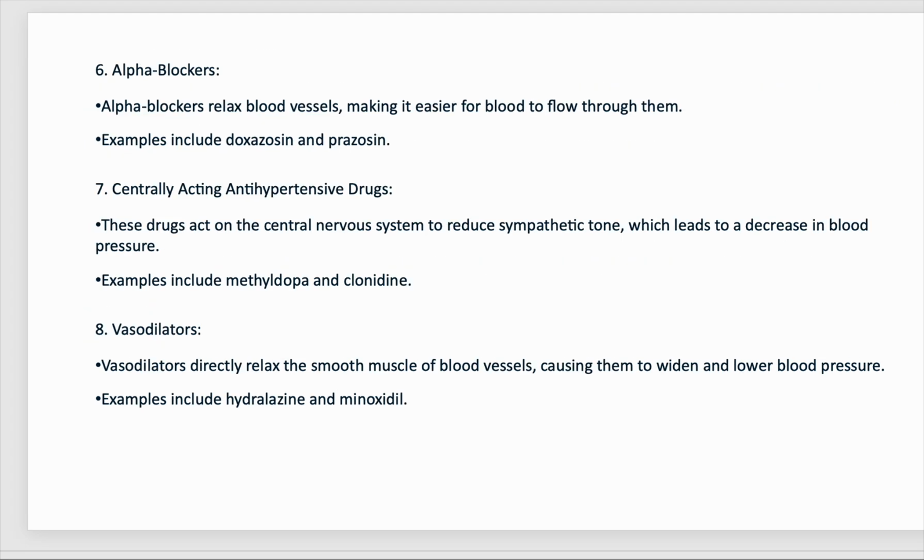Okay, there are three more classes. The sixth is alpha blockers. Alpha blockers also relax the blood vessels, making it easier for blood to flow through them. The seventh one is centrally acting antihypertensive drugs. These drugs act on the CNS and reduce sympathetic tone, which leads to a decrease in blood pressure. And the final one is vasodilators. Vasodilators relax the smooth muscles of blood vessels, causing them to widen and lower the blood pressure.